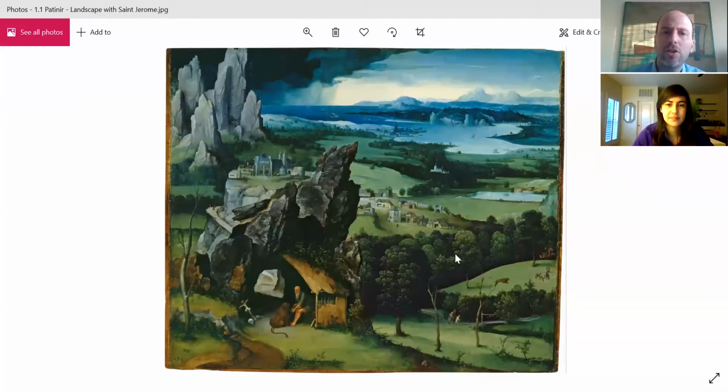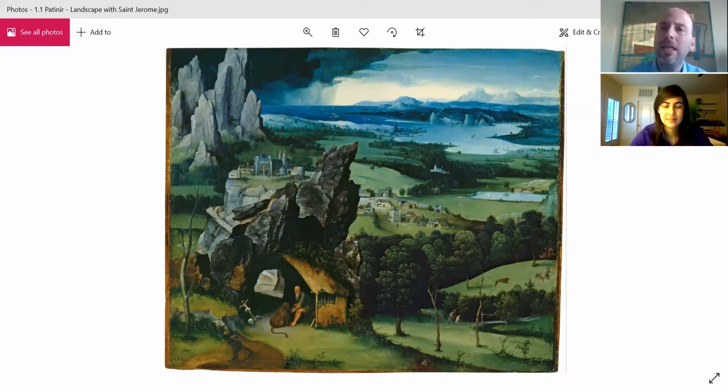This is the painting by Patinir that you mentioned, a very early example of landscape art. Let me see, I think I have the data. Yeah, this was produced, Landscape with Saint Jerome. This was produced in 1516, 1517, and it was acquired by the Spanish monarchs, and it's today preserved in the Museo Nacional del Prado. No?